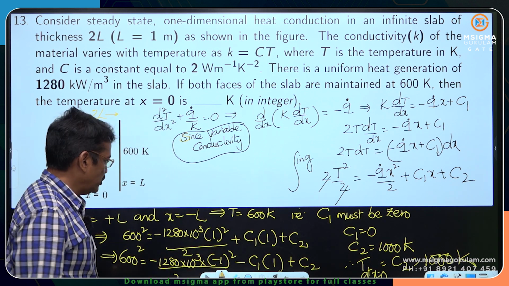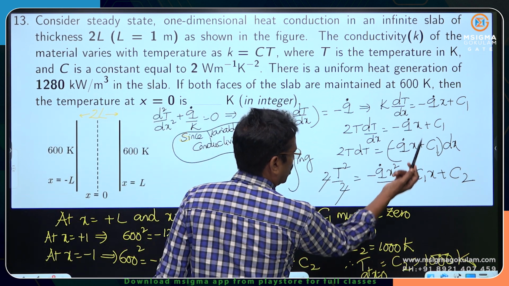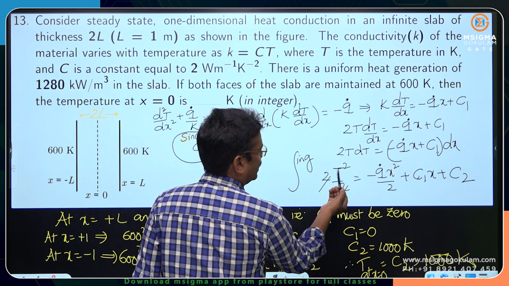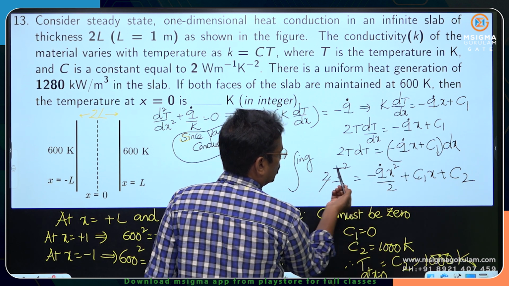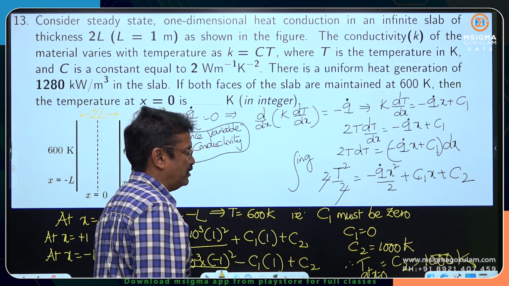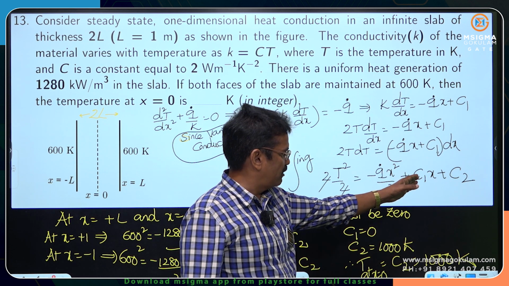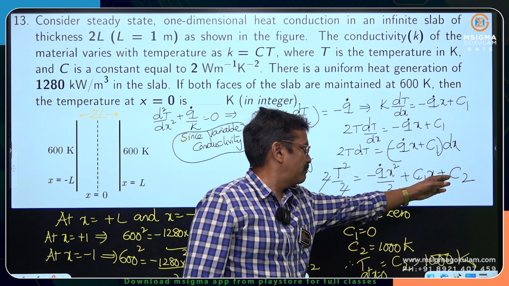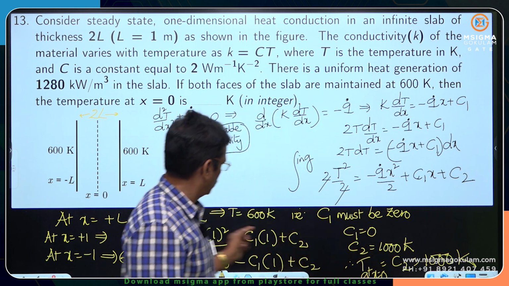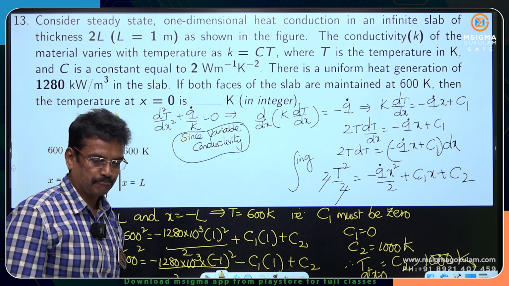Once we put in this temperature distribution, C1 has already become 0. At x is equal to 0, whatever temperature you get will be the C2. Look at this, if you just put x is equal to 0, this will vanish. This is already vanished. Whatever temperature you get will become C2. Therefore, the temperature at x is equal to 0 will be 1000 Kelvin.